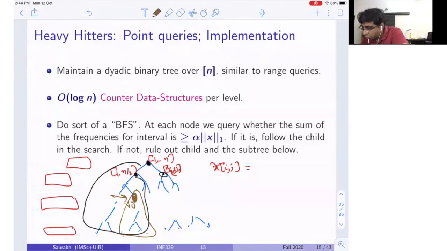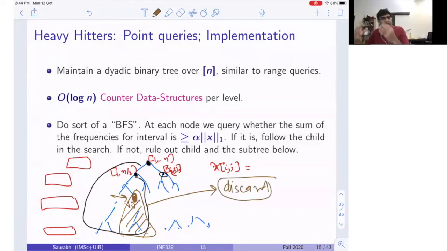If the sum of all the elements here is strictly less than alpha times the norm of x, there's absolutely no hope of finding any heavy hitter in this subtree. So what will I do? Discard. This is why I call it a BFS, actually a truncated BFS. I look at my children. If some child does not satisfy the property, I forget it. I add to the queue only those children who satisfy this property. So this is basically BFS.